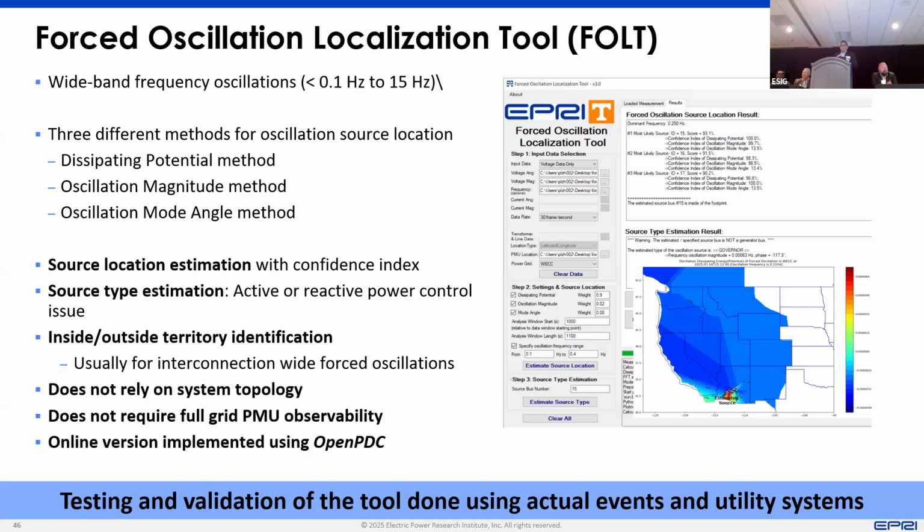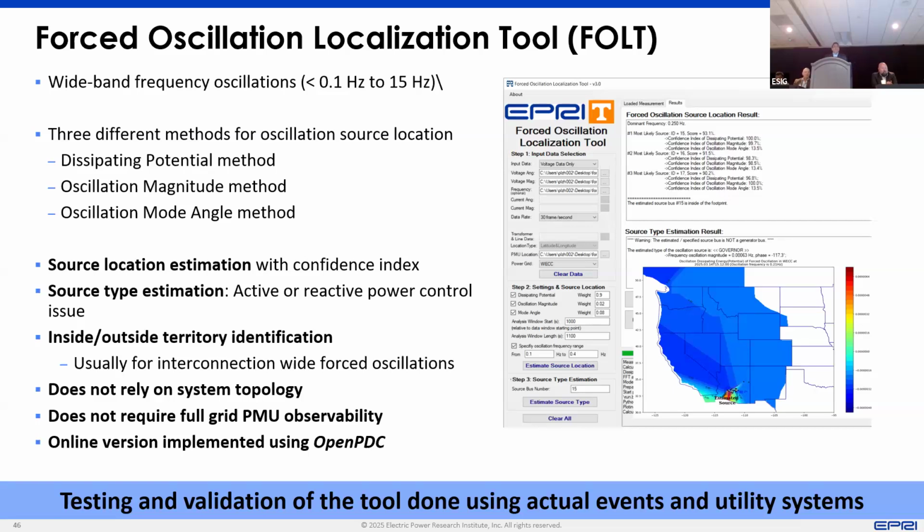What the tool does is, just by looking at the PMU data, it can tell you what the source of the oscillation is, what type of oscillation, whether it's originating from an active power malfunction or reactive power, or controls not tuned properly. It can also tell you whether the oscillation is inside the territory or outside the territory. The main advantage of this tool is that it does not rely on the topology and does not need 100% or full observability of the system. Even with partial PMU observability, you'll be able to detect the oscillation, its source, and where it is.